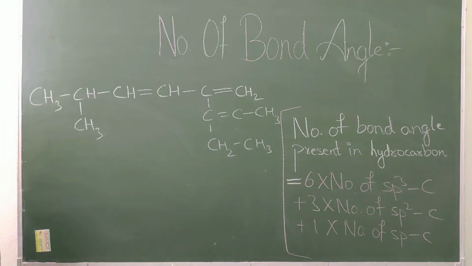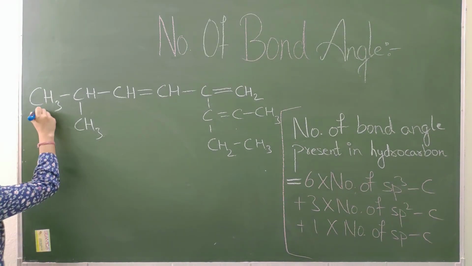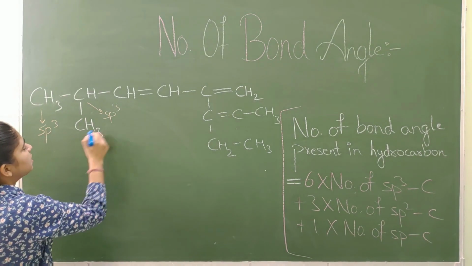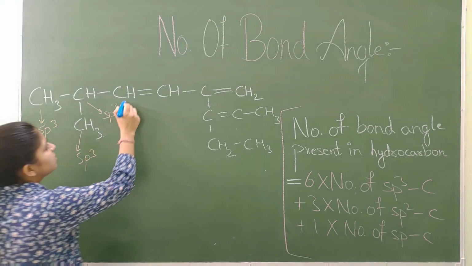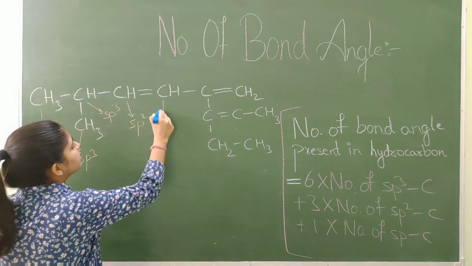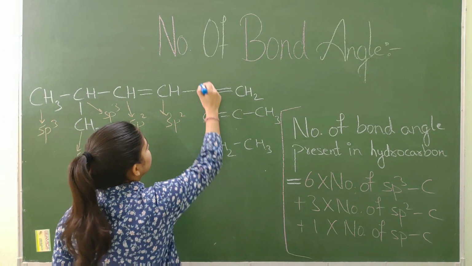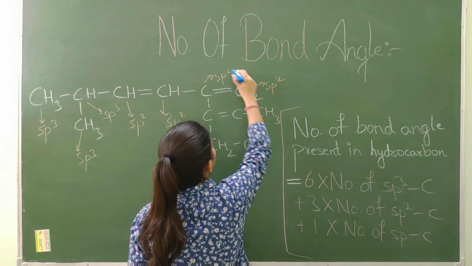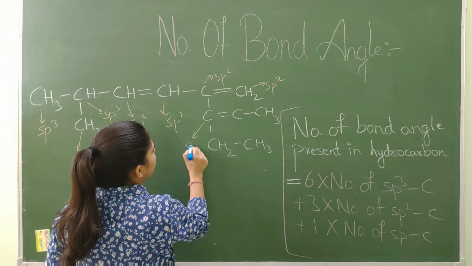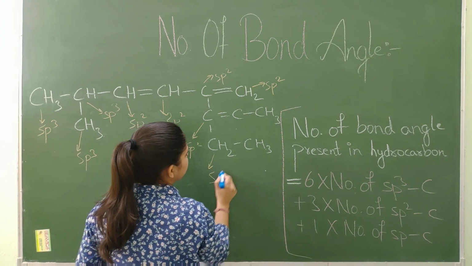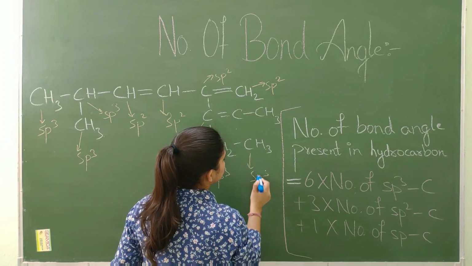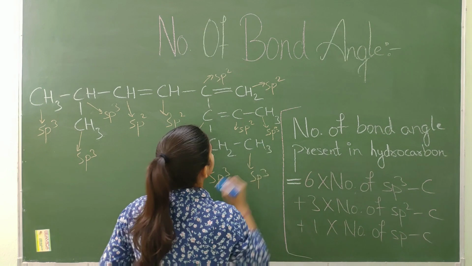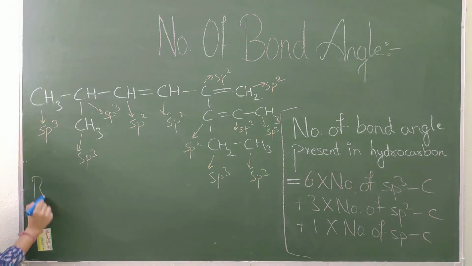Now let us calculate the number of bond angles in this carbon chain. This is sp3, this is sp3, this is sp3, this is sp2 carbon, sp2 carbon, sp2 carbon, sp2 carbon, sp2, sp3, sp3, sp2 and sp3.